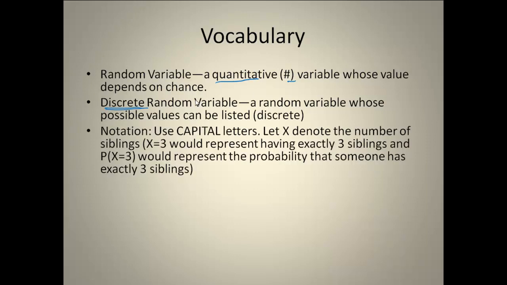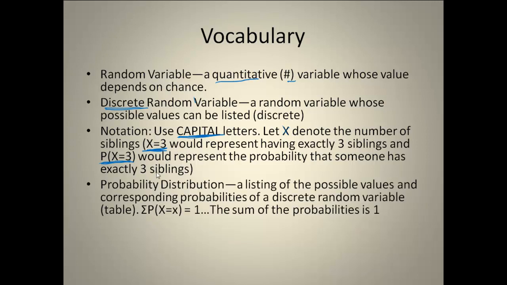Now for notation, when we are doing notation for random variables, we use capital letters. So for example, I'm going to let capital X right now represent the number of siblings. So when I have this notation right here, that would represent the number of having exactly 3 siblings. This notation right here with the P out in front represents the probability of having exactly 3 siblings.